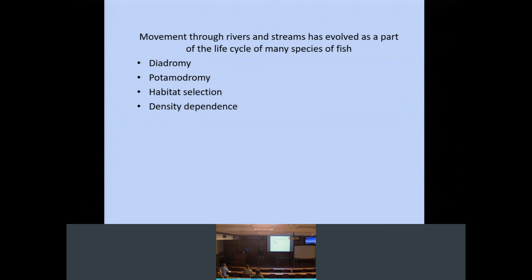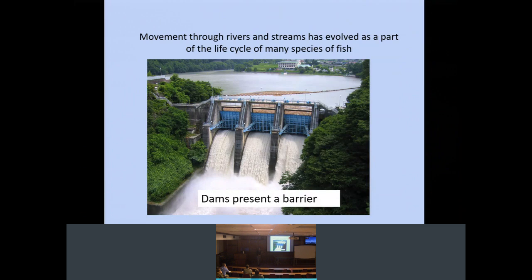Density dependence, so fish that spawn in redds or nests, when the young hatch, they're in really high densities, and it's often a part of the life cycle then to disperse at that point. And in that case, they need to be able to move through rivers and streams. So no matter what the motivation is for this movement through the rivers and streams, dams present a barrier.